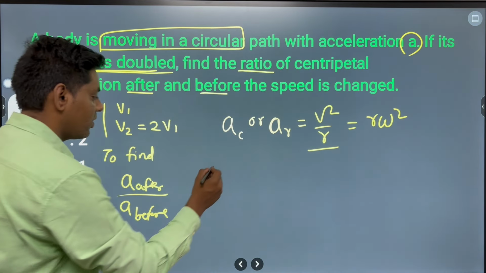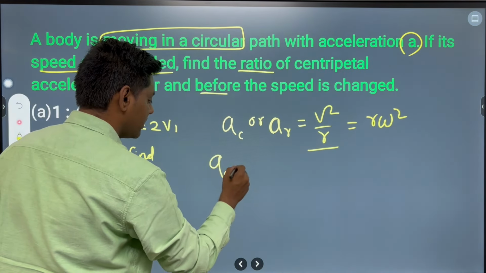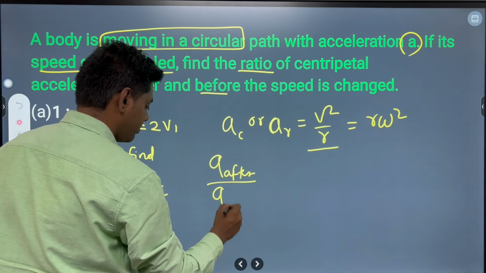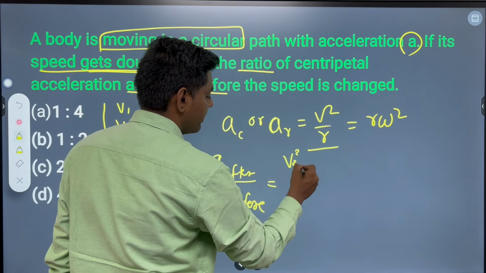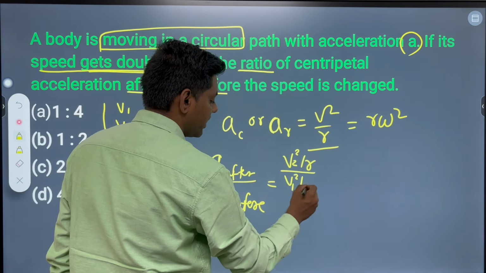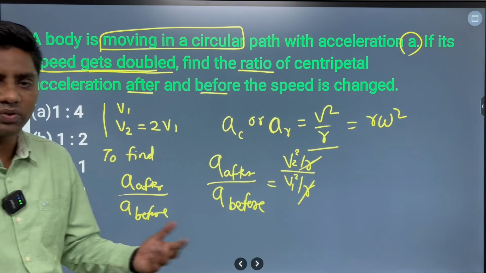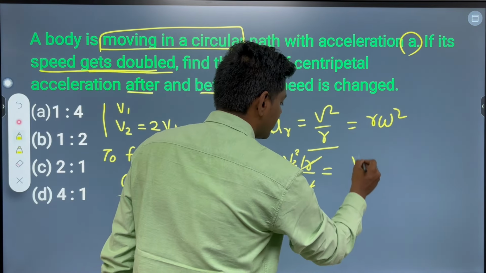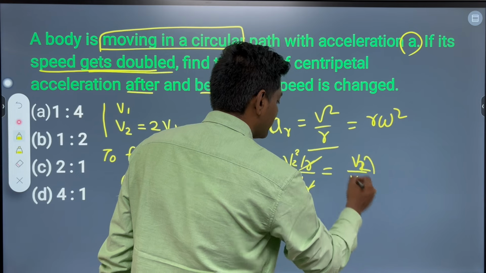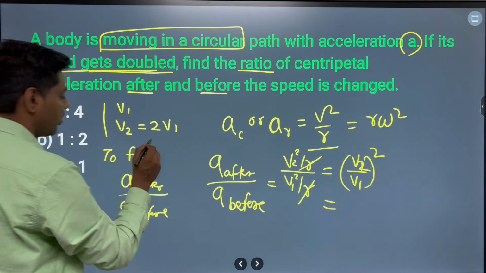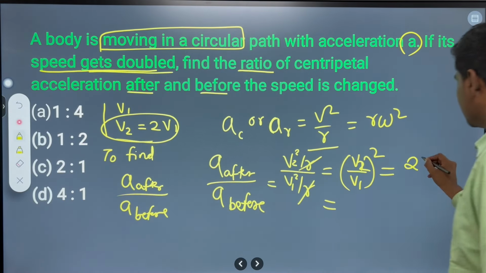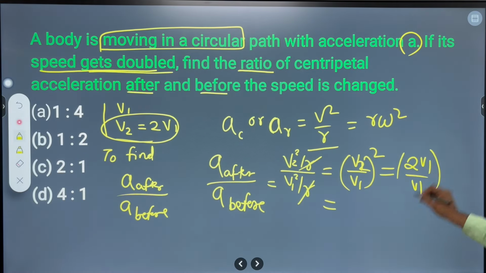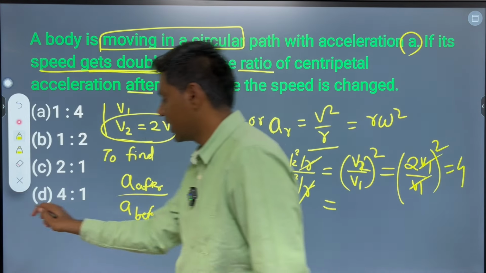Therefore, taking the ratio of centripetal acceleration after to centripetal acceleration before, what we get is v2 square divided by r, then v1 square divided by r. We know that the radius is same, so it will get cancelled. After that, v2 divided by v1, bracket square, and substitute the value of v2. The speed is double of initial, so it becomes 2 times v1 divided by v1, bracket square. Then v1 gets cancelled, 2 square is 4. So our answer is 4:1.